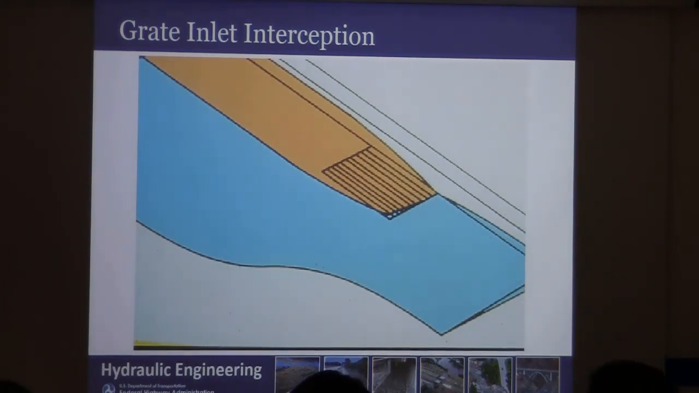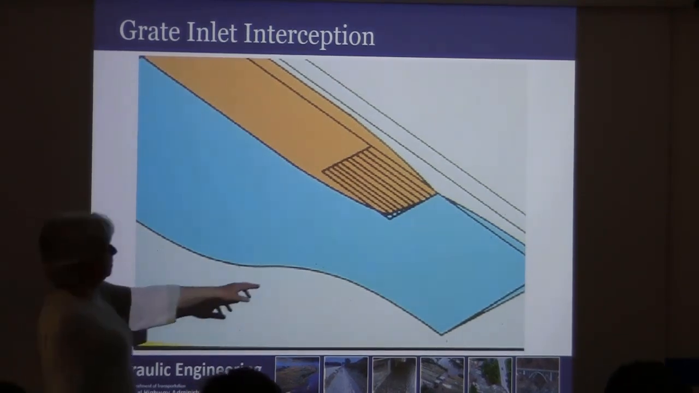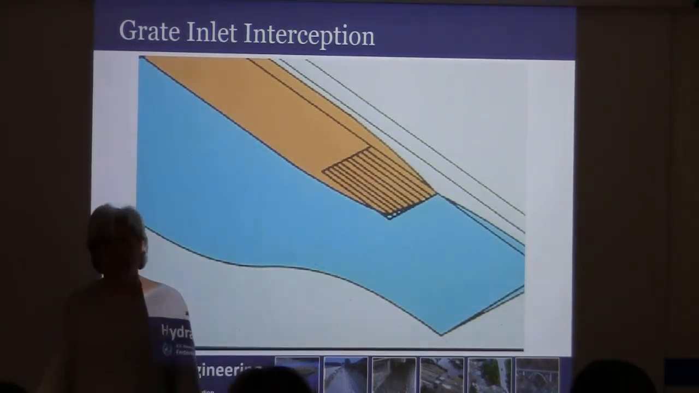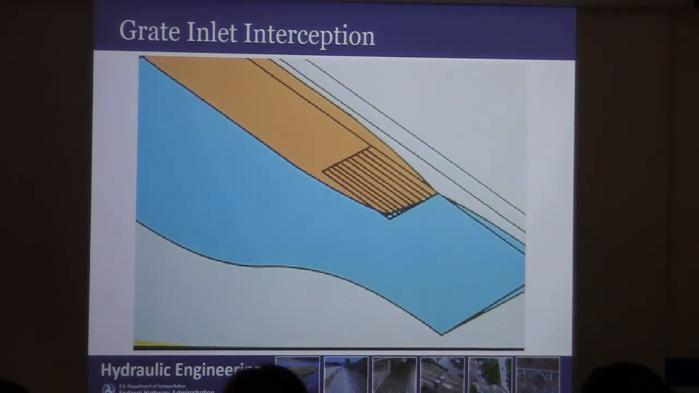So here's a grate inlet interception. How much flow do you think this is collecting? How about the frontal flow? Yeah, it's probably collecting most, if not all, of the frontal flow, and it's collecting, it looks like down here, just a tiny bit of the side flow. Okay.